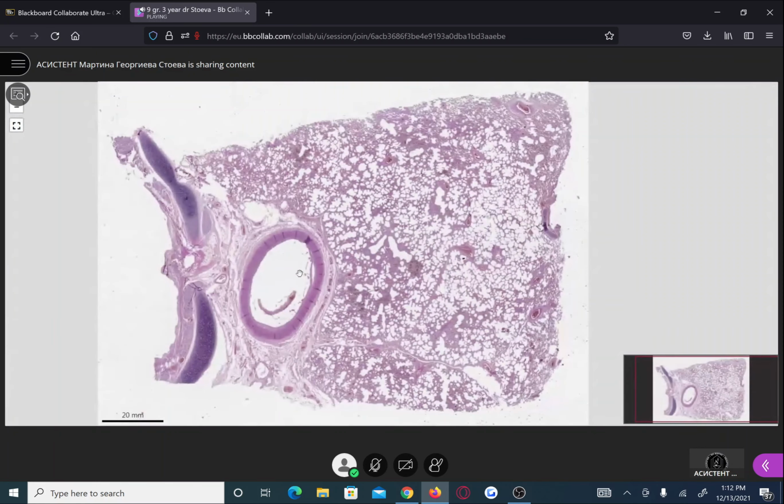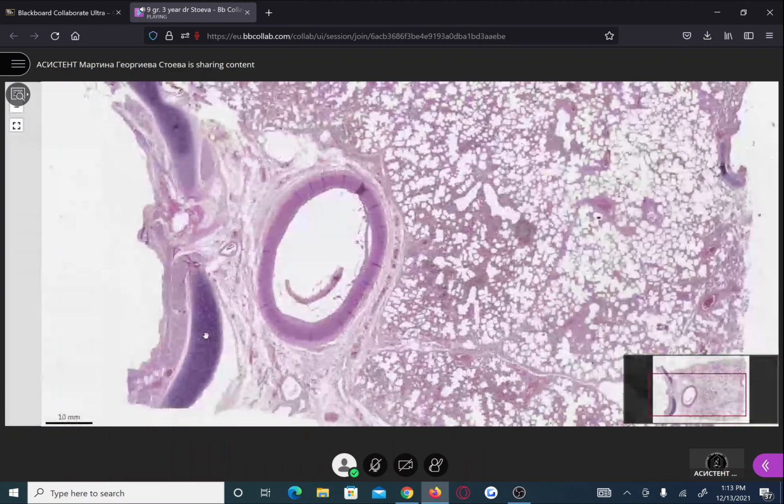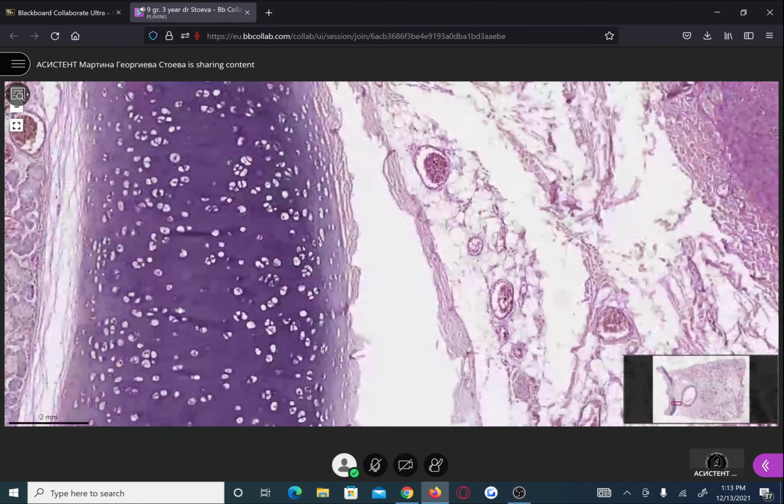The next slide is number 15, hemosiderosis of the lungs. The first thing that is quite prominent on the slide is the left side, where we can find the bronchus with prominent cartilage in the wall. The purple material is cartilage.